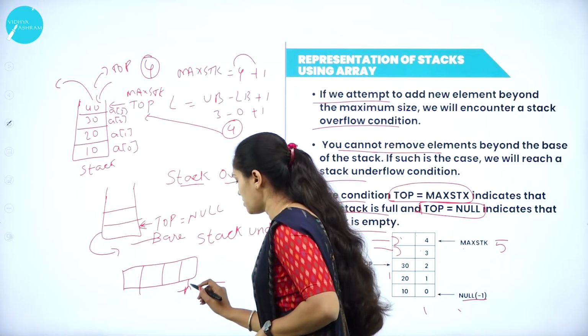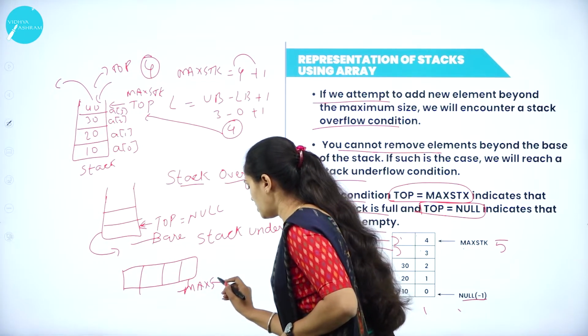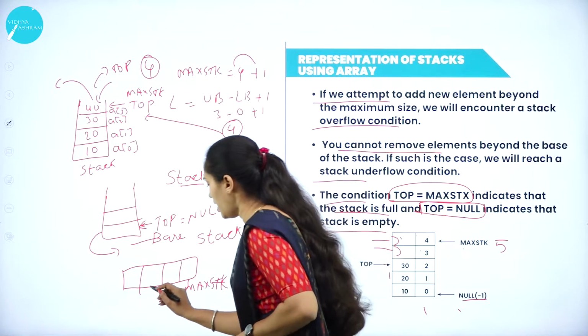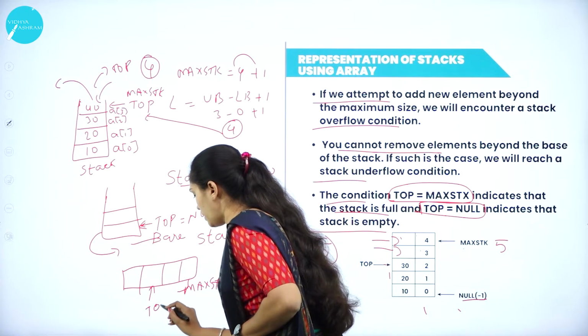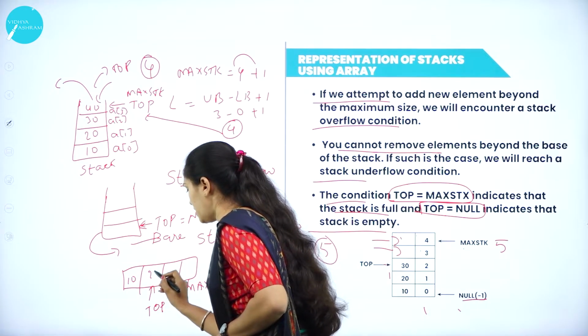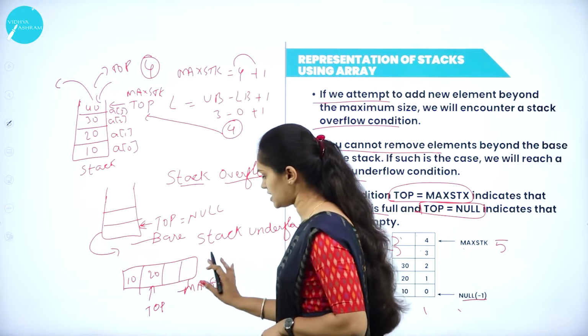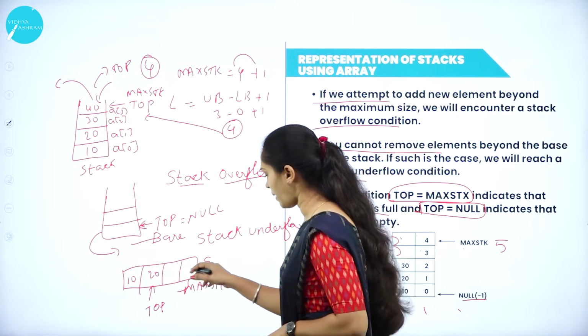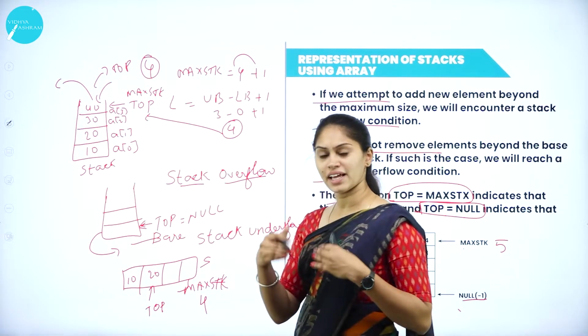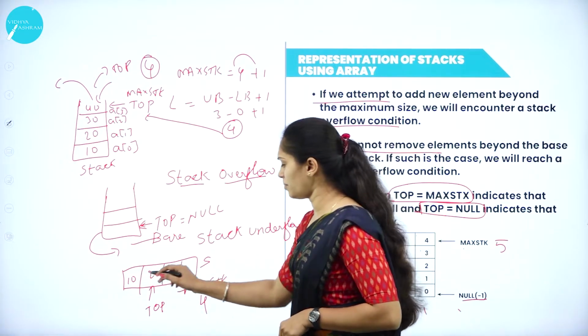So the maximum stack is 4 here. The maximum stack is 4 and I am going to take only 2 elements. 10 and 20 will be the 2 elements of this stack called S, and maximum stack is 4. At most I can store 4 elements. So this will be my top.